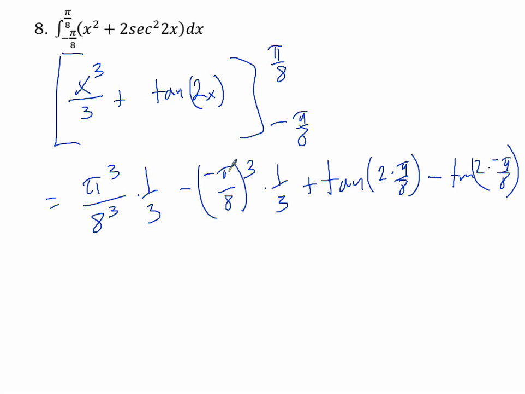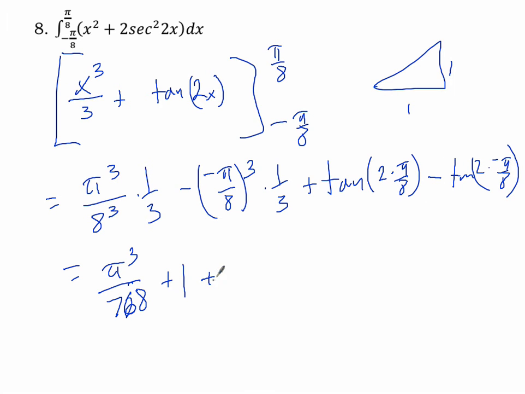Okay, so here if you simplify all that, you get pi cubed over, and I'll use my calculator, you get 768. And over here, that's just pi over 4, and tangent pi over 4 is just 1. So you have a plus 1. Tangent is an odd function, so tangent negative pi over 4 is equal to negative tangent pi over 4. So you're going to have a negative negative 1, just like a plus 1. So you're going to have pi cubed over 768 plus 2.